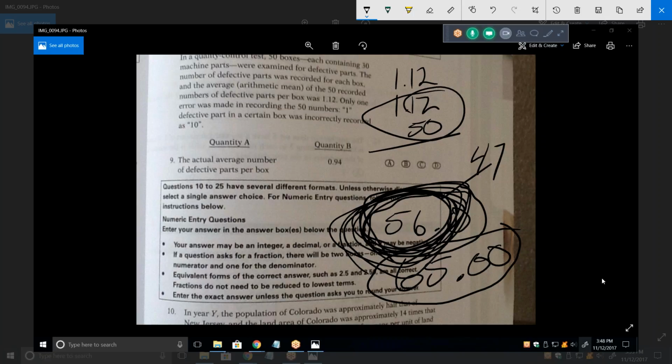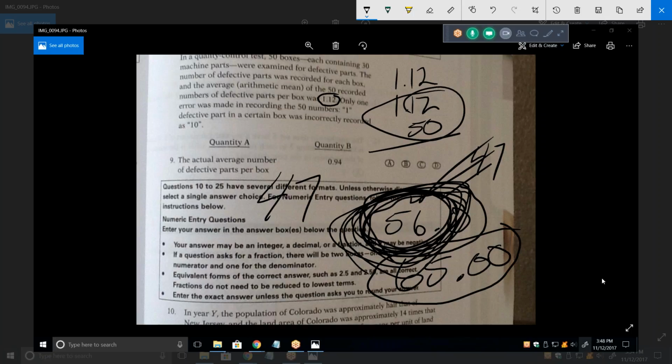Yes. Because the average is 1.12, the average of all of them. Oh, okay. In other words, they came up with an average of 1.12, which is 56 defective parts, right? And we know that they have 9 more defective parts than they actually had. In other words, 56 is not the number of defective parts. There were 47 defective parts.